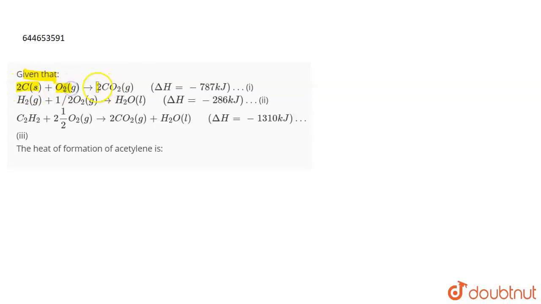The question is, you're given three reactions. 2C solid plus O2 gives CO2, H2 plus half O2 gives H2O, and C2H2 plus 2.5 O2 gives 2 CO2, and the delta H values for each of the reactions are given to you. So this is the first equation, this is the second equation, and this is the third equation. You have to find out the heat of formation of acetylene.